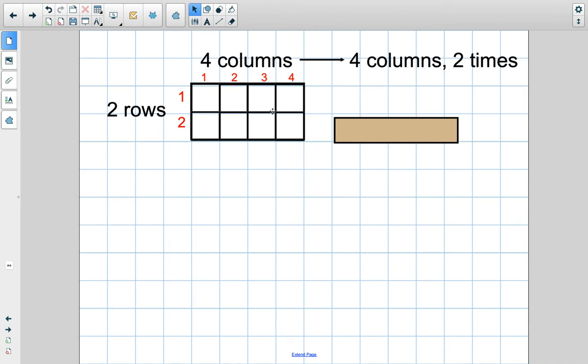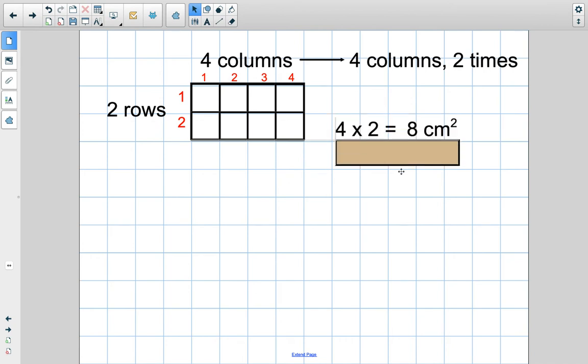Column 1, 2, 3, 4. I have 4 of them, and we have it twice. Once, twice, all right? So we actually have 4 columns 2 times. Well, the way of writing 4 columns 2 times in math is to just write it as 4 times 2 or 2 times 4, right? So I've got 4 and I've got it twice.